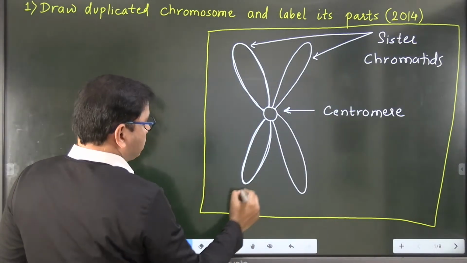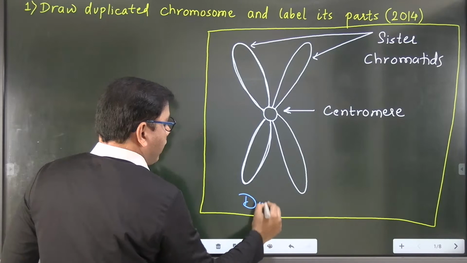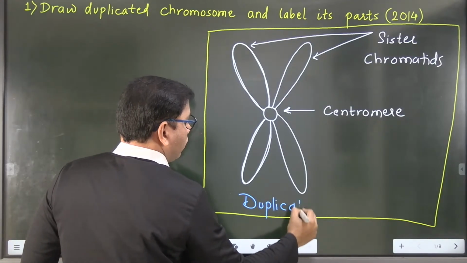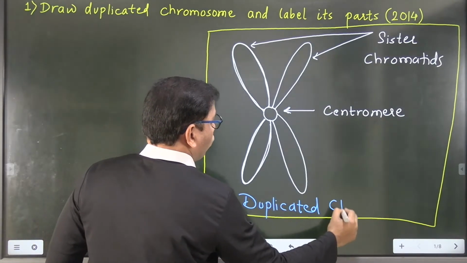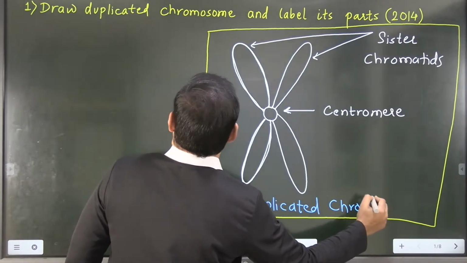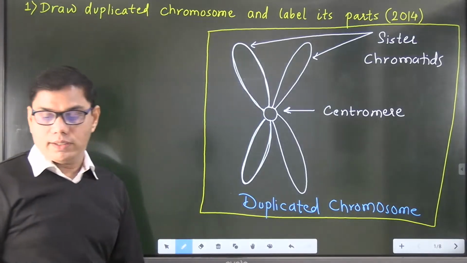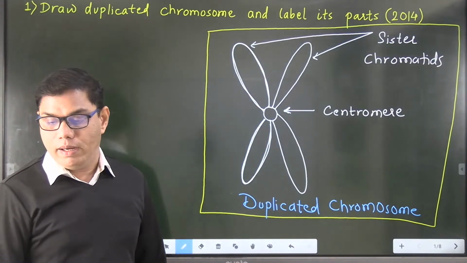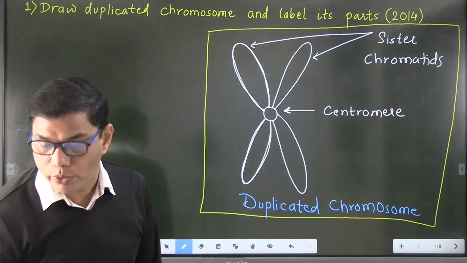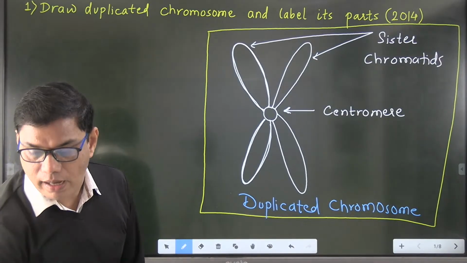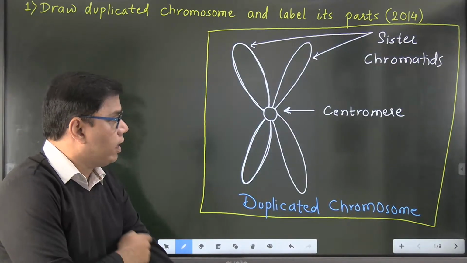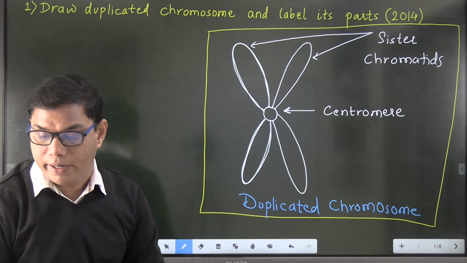Okay, so what is this diagram called? Duplicated chromosome. Okay, so this is your first diagram with proper labeling, right? If you have any doubt, you can write in the comment box. Please keep on writing in the comment box so I know that you are present.